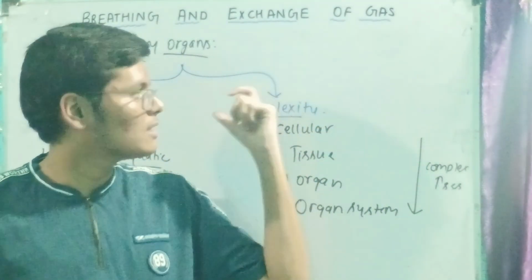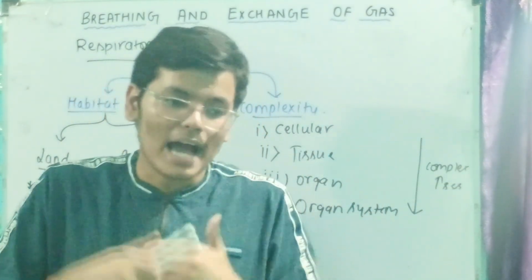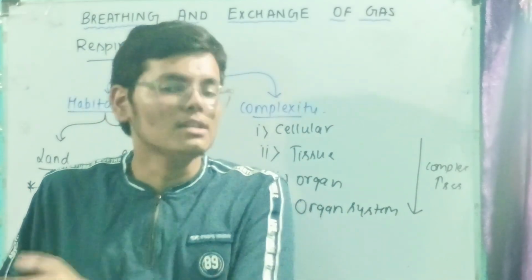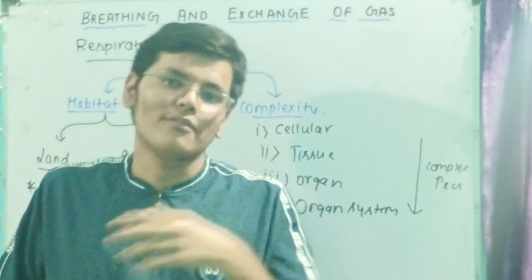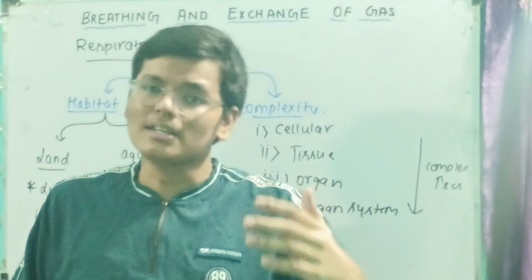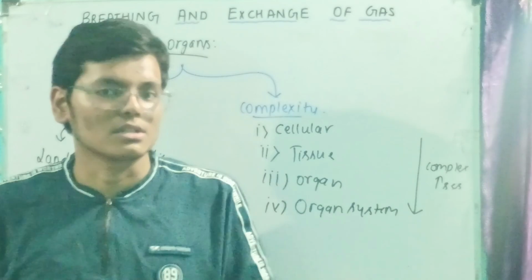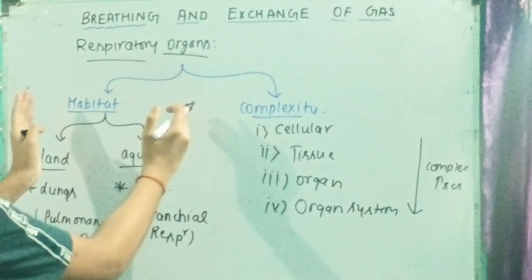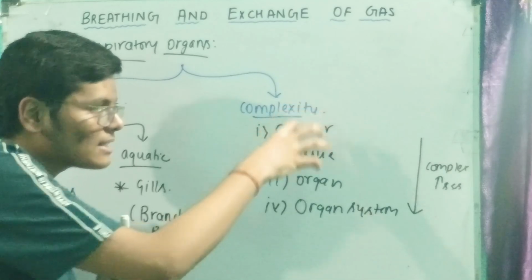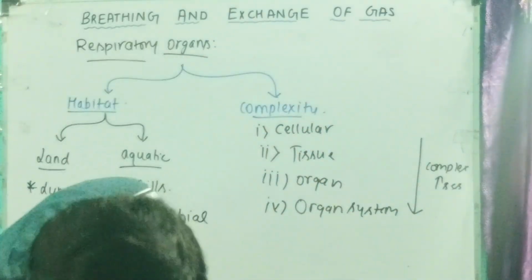The second reason is the complexity. As the complexity increases, the animal becomes more modified. This is called evolution. The more complex the animal, the more complex the organ for respiration. Cellular, tissue, organ, system: these different levels of organization have different structures for their respiration. Now we have discussed this topic. Now we will take this topic separately and try to learn which animals require different structures.